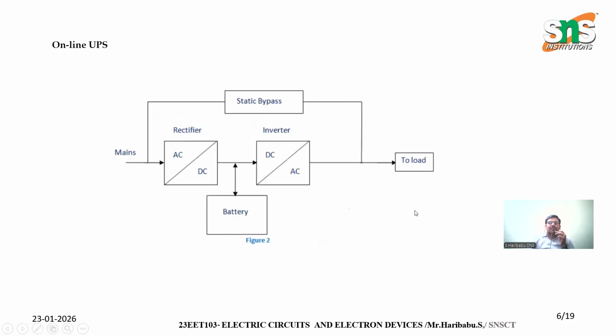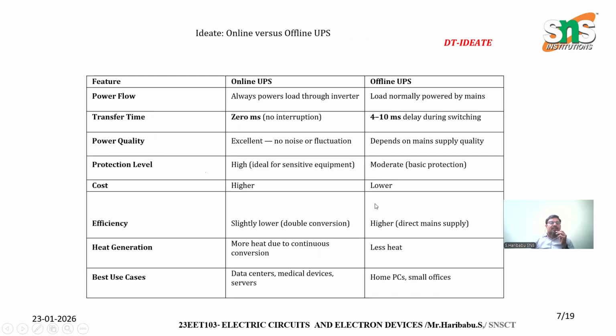Okay. Next is about online UPS. So static bypass is the thing. Okay. So the battery is in between the rectifier, inverter, and loads. So when the main is off, the battery will be on already. Okay. Next, power flow, online UPS and offline UPS. So based on the features: power flow, transfer time, power quality, protection level, cost, efficiency, heat generation, and best use cases. These are some of the differences.